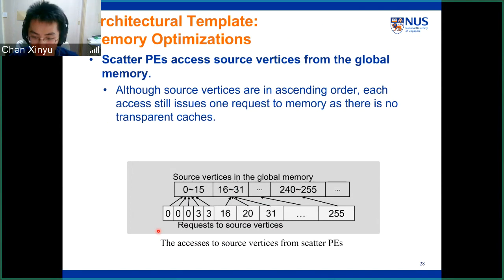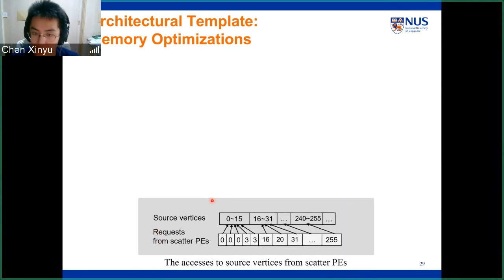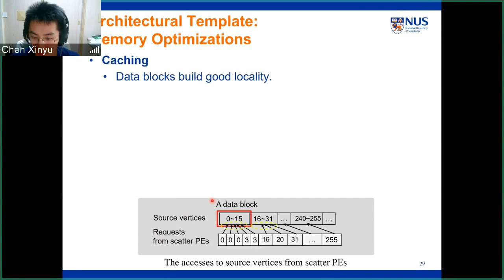This is also a good point of FPGA because we exactly know what our memory access pattern is, so we can have some specialized, customized memory optimizations for our memory accesses. So correspondingly, we deploy 4 memory optimizations. The first one is caching, because one vertex may have many neighbors. The vertex may be accessed multiple times, so we can cache them for data reuse.